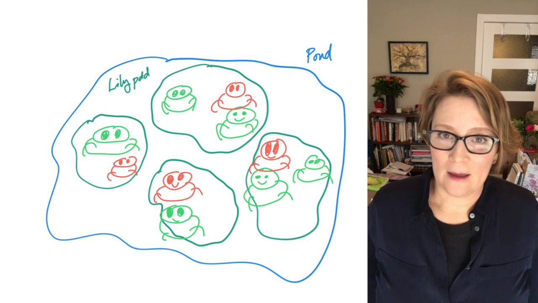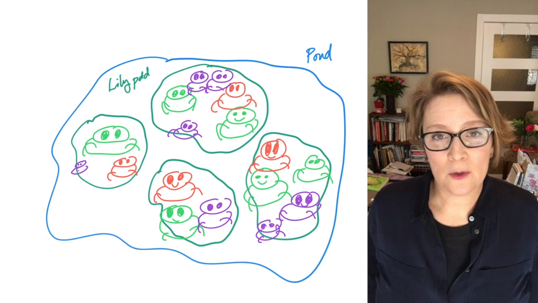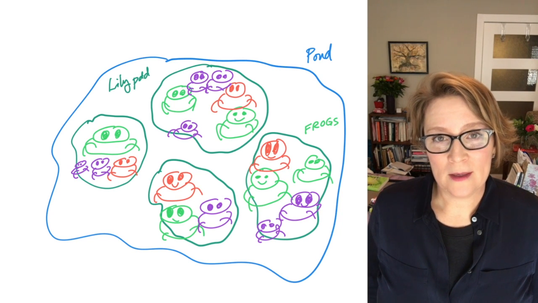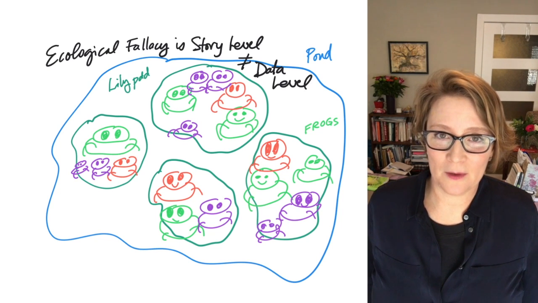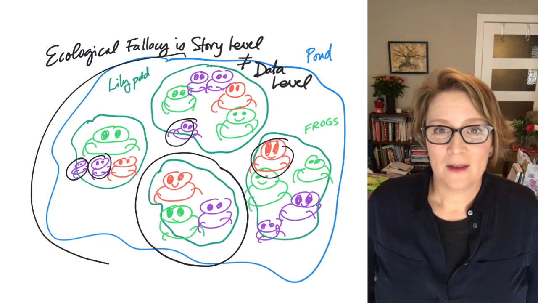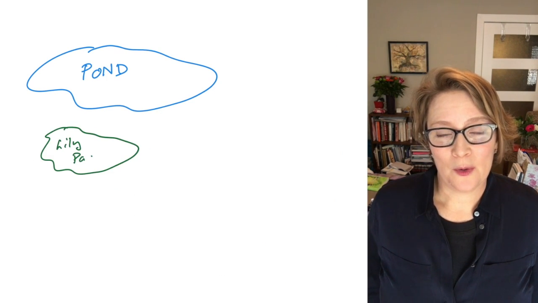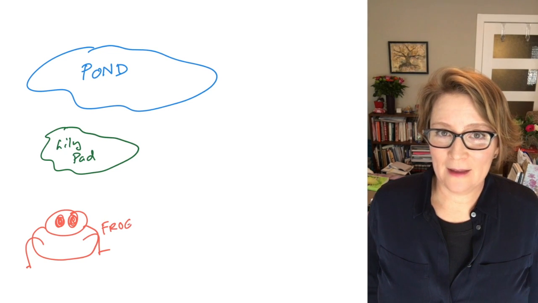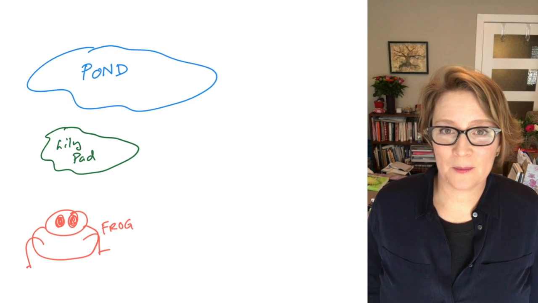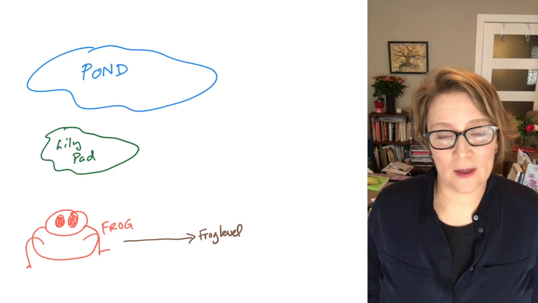So you can tell if someone's committing the ecological fallacy if they are telling a story about one level of this pond while collecting data on a different level of the pond. Some of these associations are okay and some of them are not. So you can collect data about individual frogs, you can collect data about lily pads, or you can collect data about the pond. And depending on what data you have, that's the level of story that you can tell.